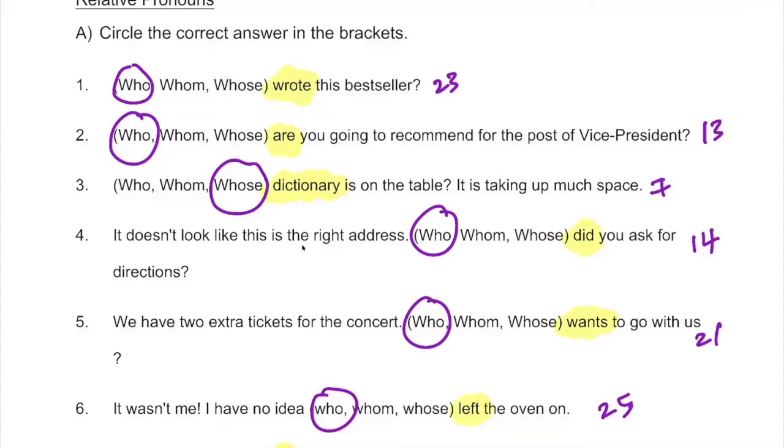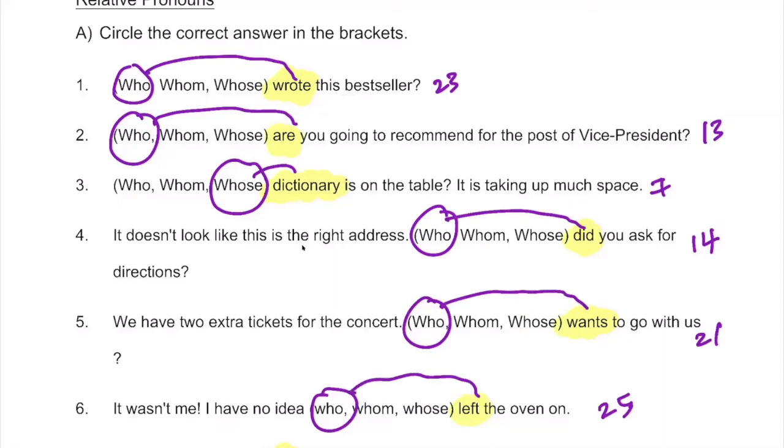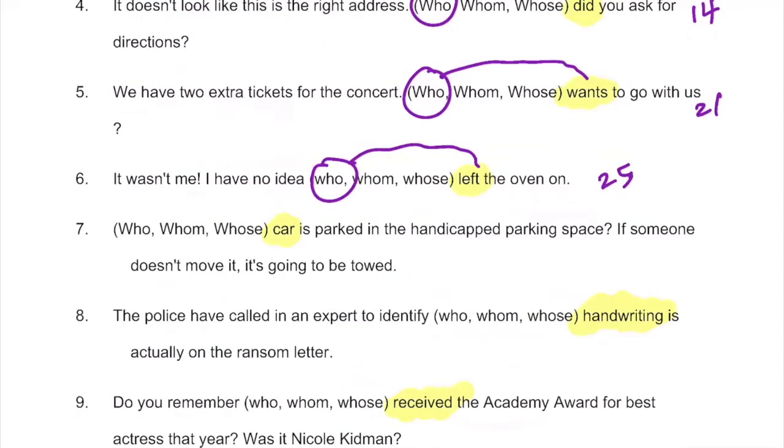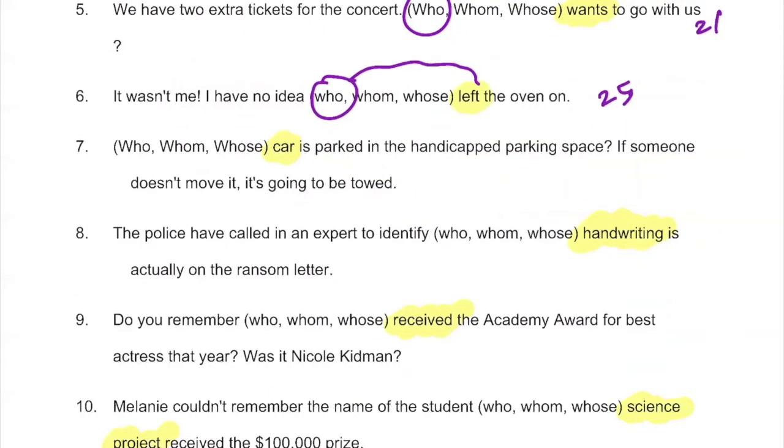Quite easy, right? Everybody kind of got the hang of it. So do me a favor as you are doing so. Please link your answer to the word, just so that you can see the pattern that follows. Most of the time, who will be linked to a verb. All right. Let's move on to question number 7 and onwards. Am I going too fast? No, right? Everybody is quite all right.